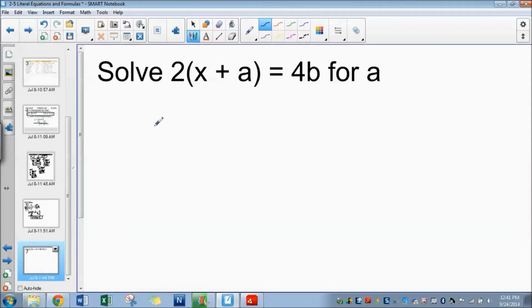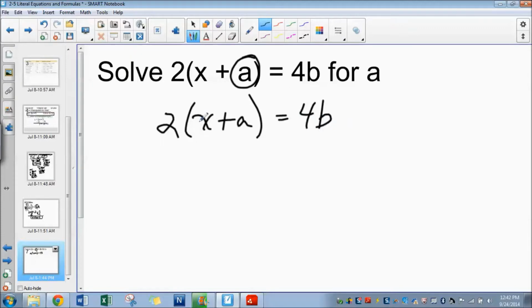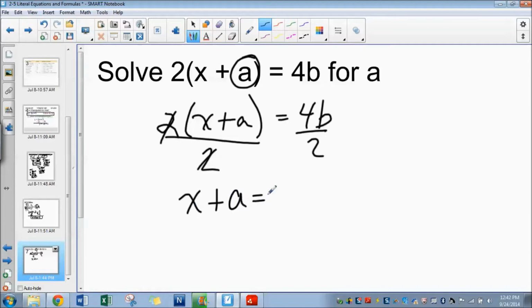Here's another one that it might look like. Solve 2 times the quantity x plus a equals 4b for a. So I'm wanting to isolate the a right there. I'm going to rewrite it down here. 2 times x plus a equals 4b. I'm going to undo multiplying by 2 by dividing both sides by 2. That multiplying would come before the parentheses in order of operations. So those cancel. On the left side, I'm left with x plus a equals, and then 4b divided by 2 is 2b.